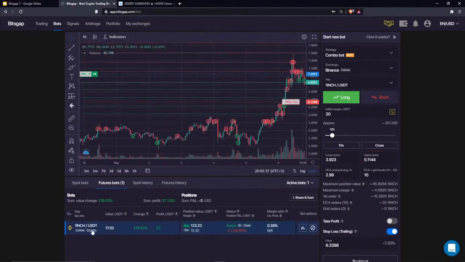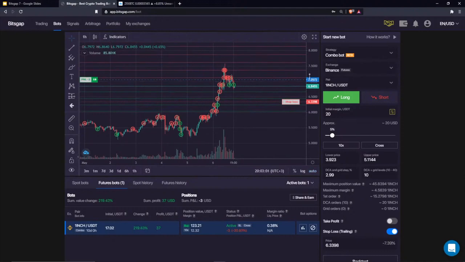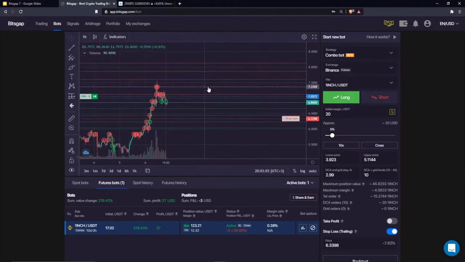For example, let's click on 1inch and let's see where I have the stop loss. And by the way, the stop loss in the combo bot is trailing. So that means that as the price goes higher, for example, let's assume that tomorrow the price is going to be here. In that case, you will see my stop loss around this area. So it would follow the rally.